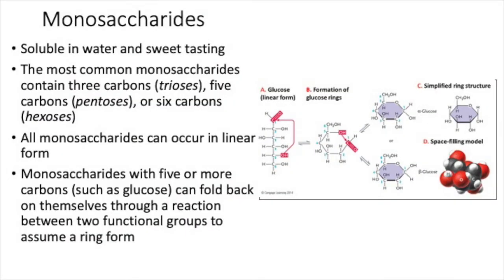So if we talk about monosaccharides, first of all, monosaccharides are soluble in water and sweet tasting, right? Any type of sugar that you mix in water is going to be sweet tasting. It's going to be like a fruit, right? Any type of fruit that you eat is going to have a monosaccharide in it. These are things like fructose, glucose, triose. All of those are monosaccharides. Anything with the ending -ose in it is going to be a saccharide.